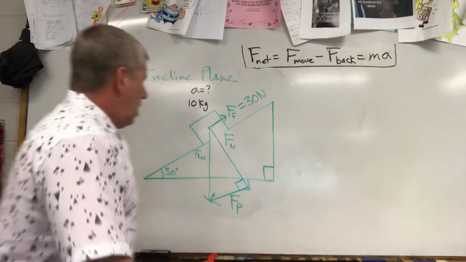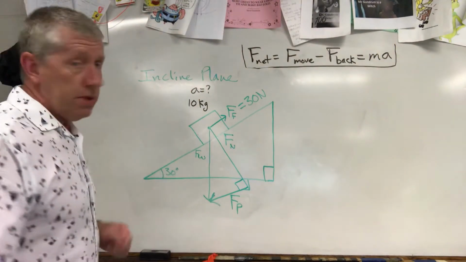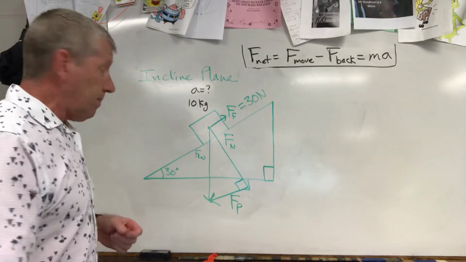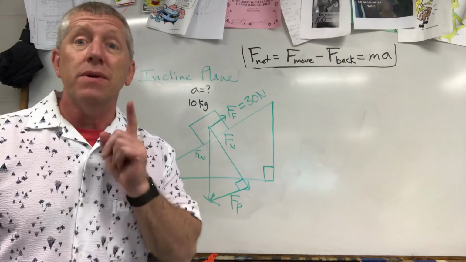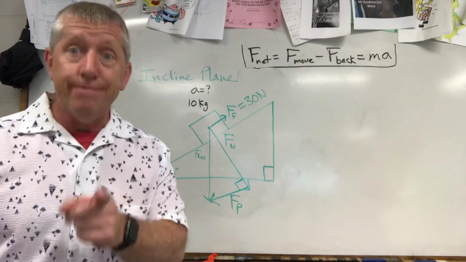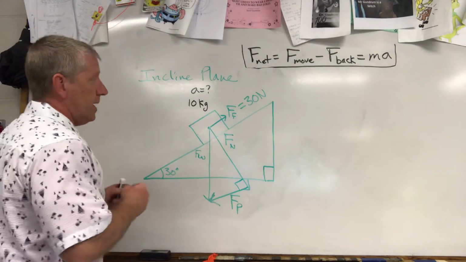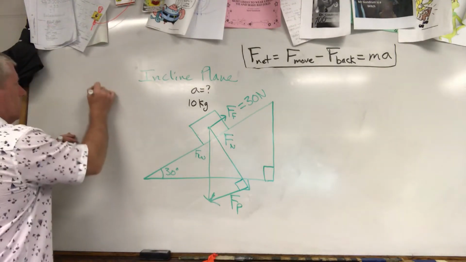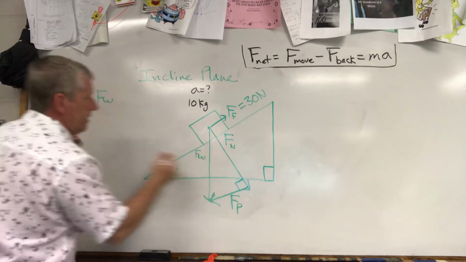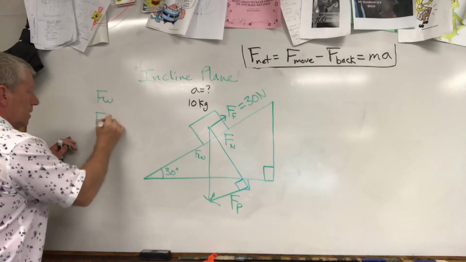All right, let's figure out the acceleration of the box. Well, remember, the first thing you do is draw the triangle. Second thing you do is figure out all three sides of the triangle. You got to do it. So let's write those down. I'm going to put those over here. Okay, so Fw. We need Fn. And we need Fp.